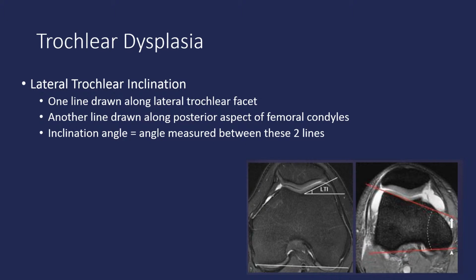One way that we can measure the amount of trochlear dysplasia is to look to see how much of a bony buttress the patella has on the lateral aspect of the knee. If there is a higher bony block there, as would be indicated by a higher inclination angle, then the chance for a lateral patellar instability decreases. So to measure the angle, a line is first drawn along the lateral trochlear facet. A second line is then drawn horizontally along the posterior aspect of the femoral condyles. The angle between these two lines is then measured to indicate the amount of lateral trochlear inclination.